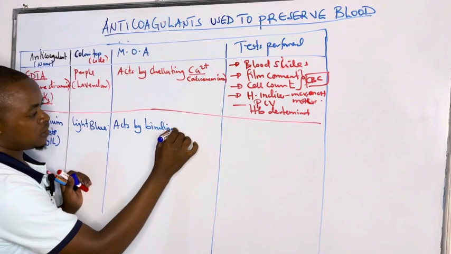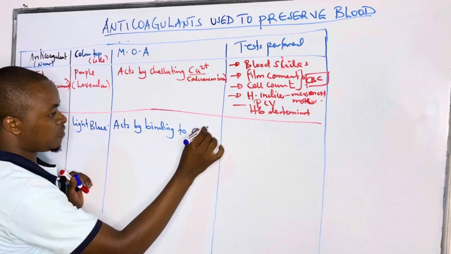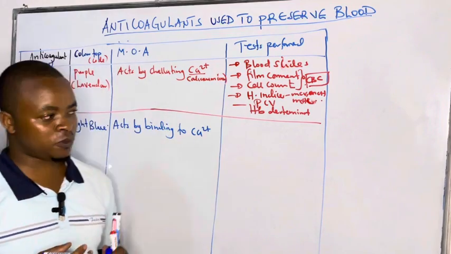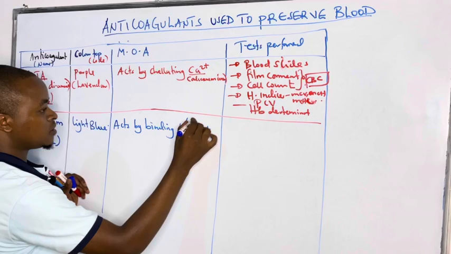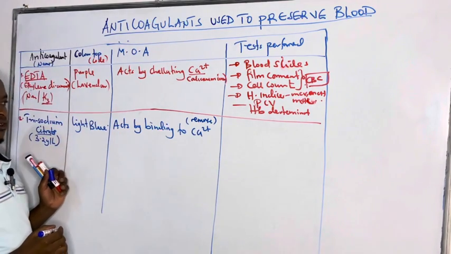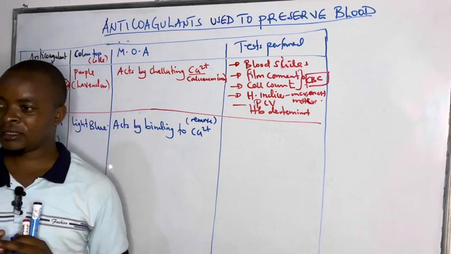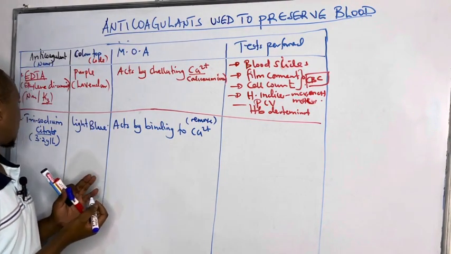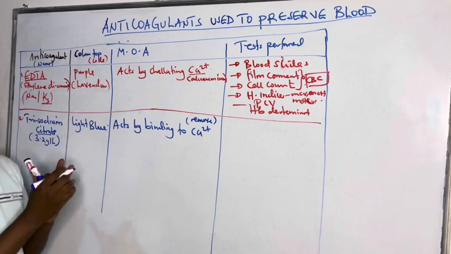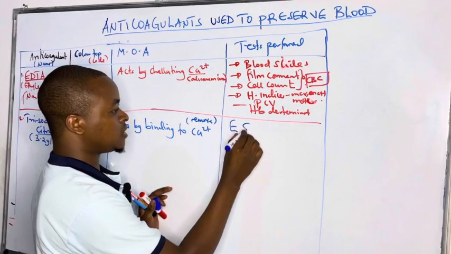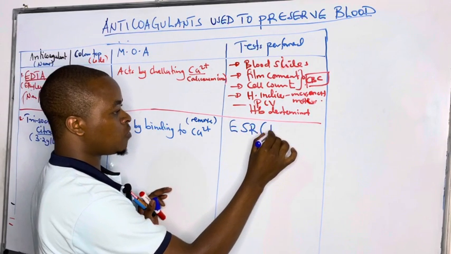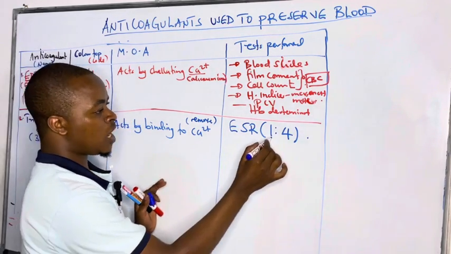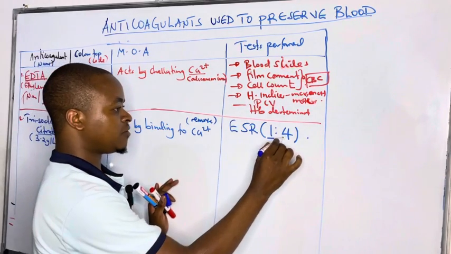And the mechanism of action of this trisodium citrate is that it also acts by binding to calcium ions. After binding to calcium ions, which are cofactors in enhancing clotting, when they are removed from the circulation, the blood cannot clot. So it acts by binding to calcium ions, and after binding, it prevents clotting of blood. And this trisodium citrate, its importance majorly is in tests like erythrocyte sedimentation rate, and the ratio we use is 1:4, whereby 1 is for the anticoagulant and 4 is for blood.